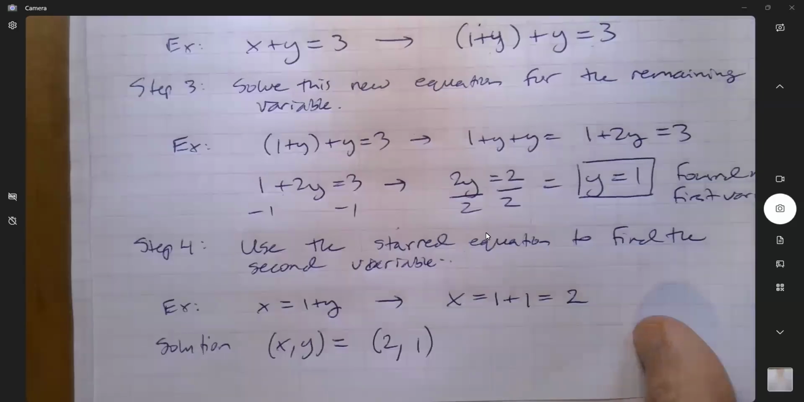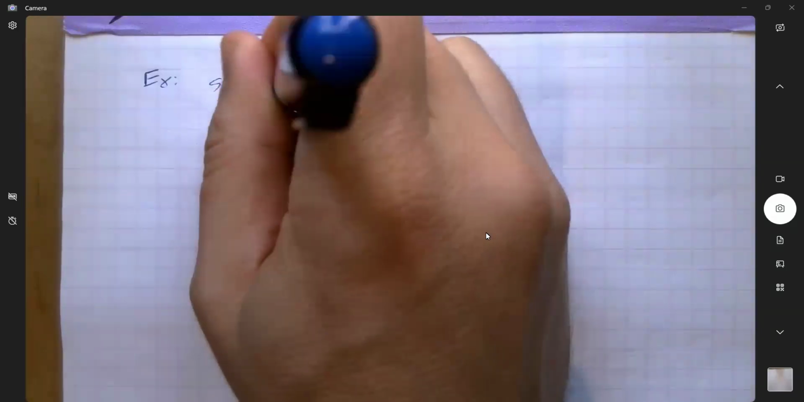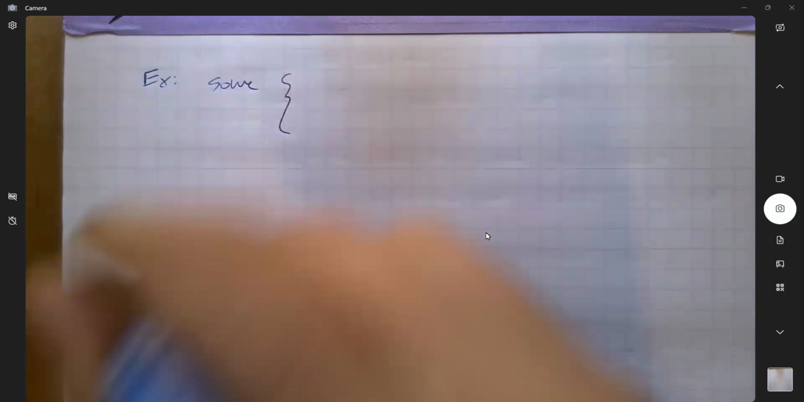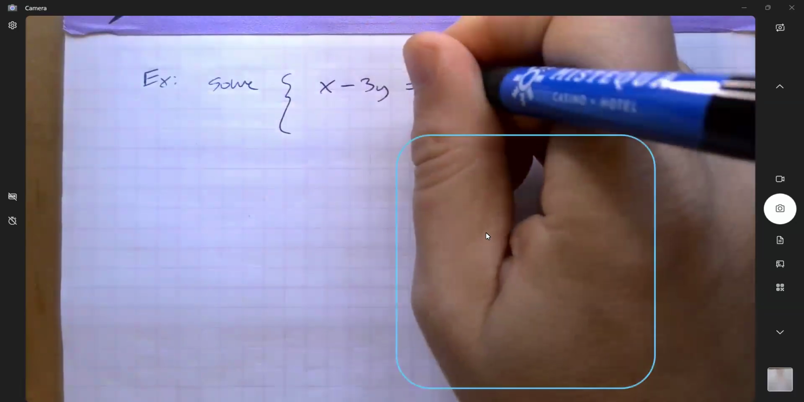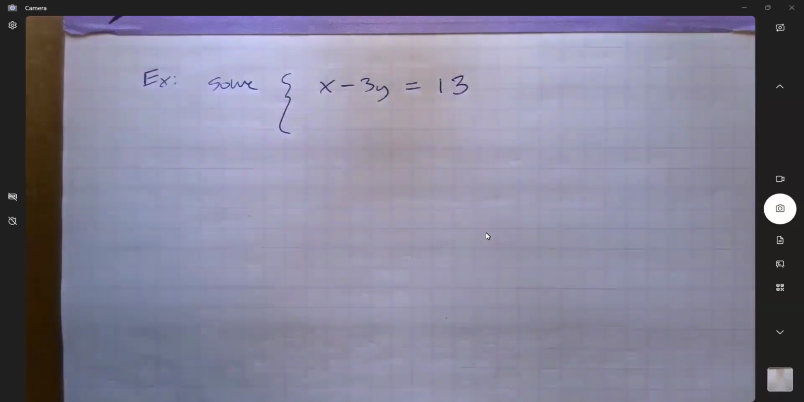Let's do it again. A couple more practice problems can help. Let's solve x minus 3y equals, I'm just making this up, x minus 3y equals 13.